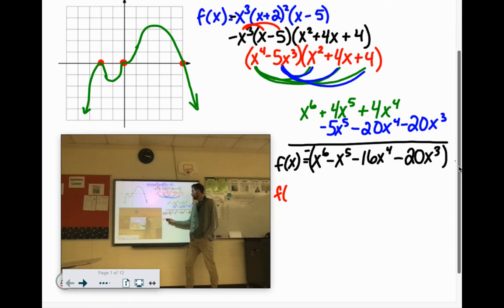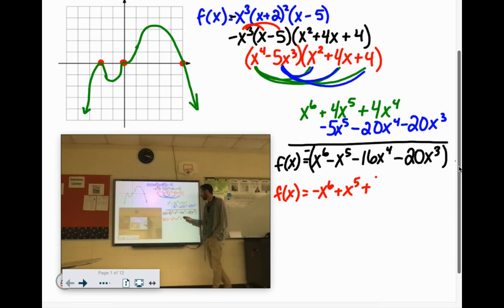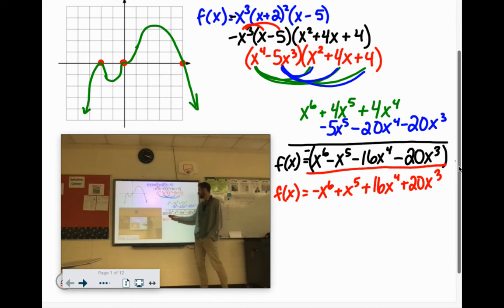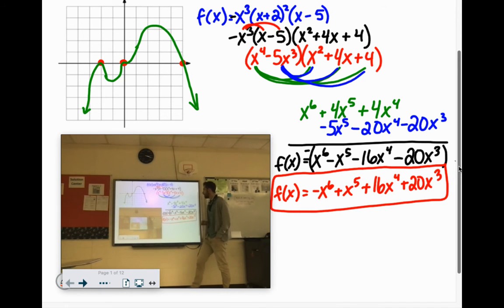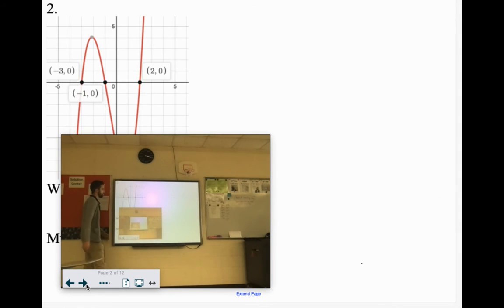The opposite now. F of x equals negative x to the sixth plus x to the fifth plus 16x to the fourth plus 20x to the third. Phew! Glad that was a quick fix. That one was pretty tough, I'm not gonna lie. Now they're gonna give us the graphs, and we just have to write out that function.